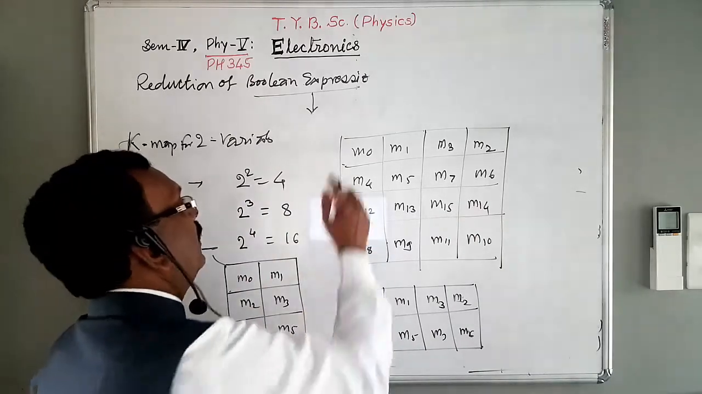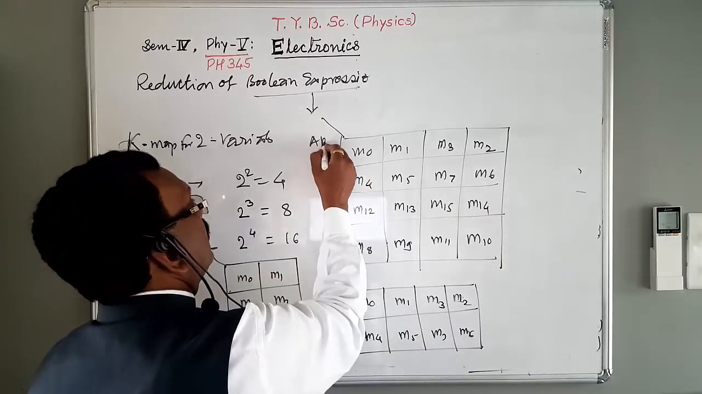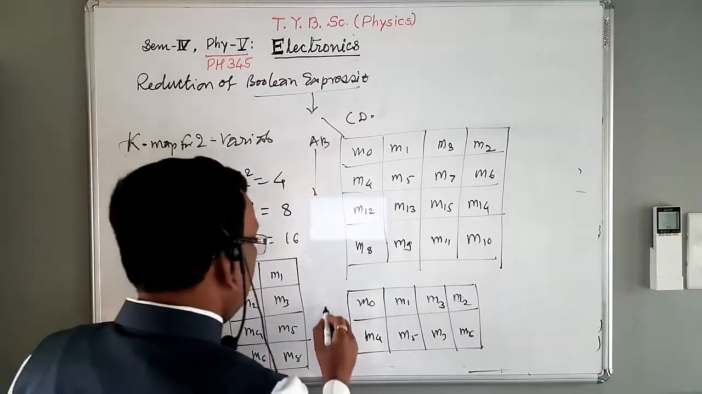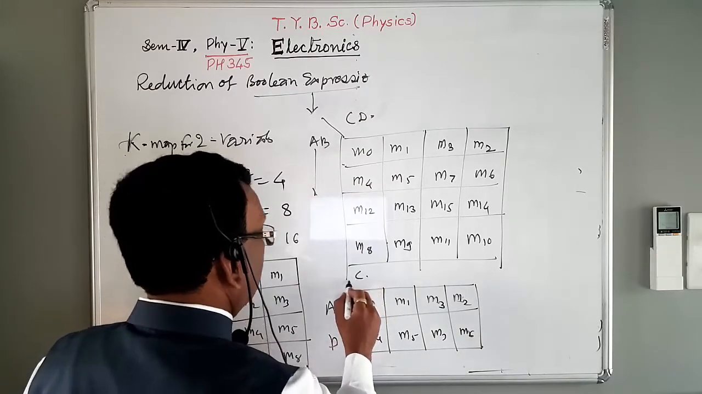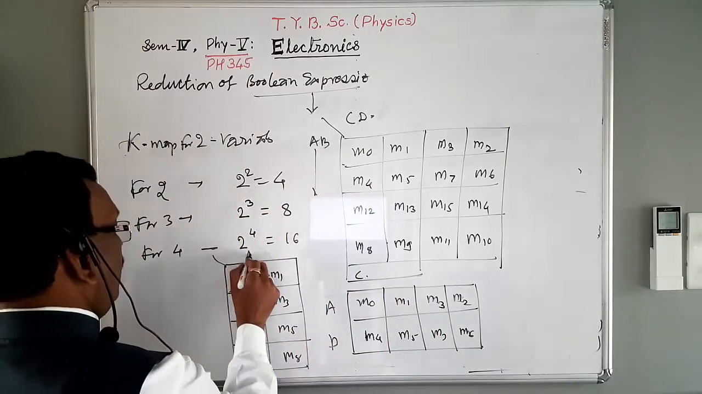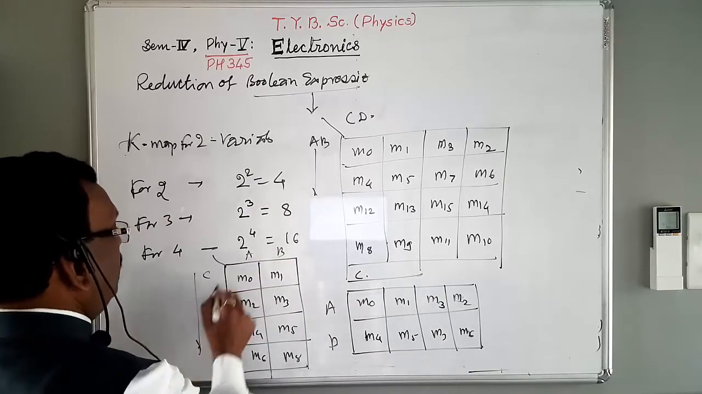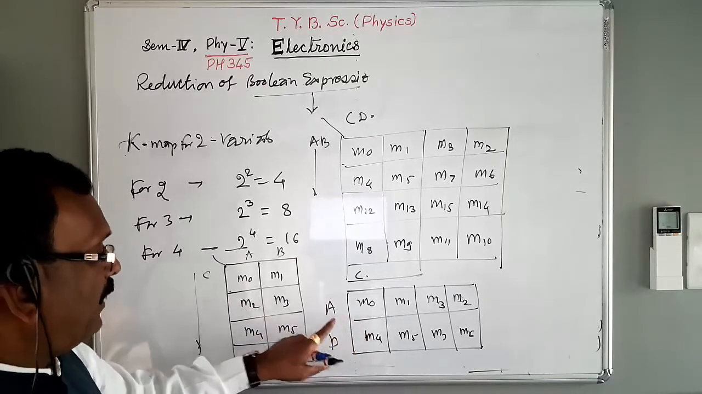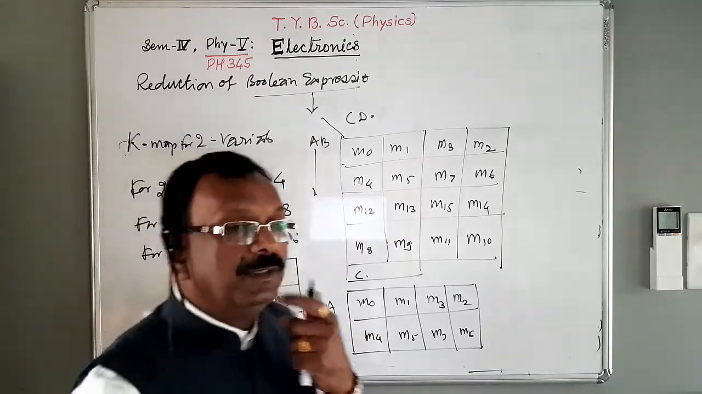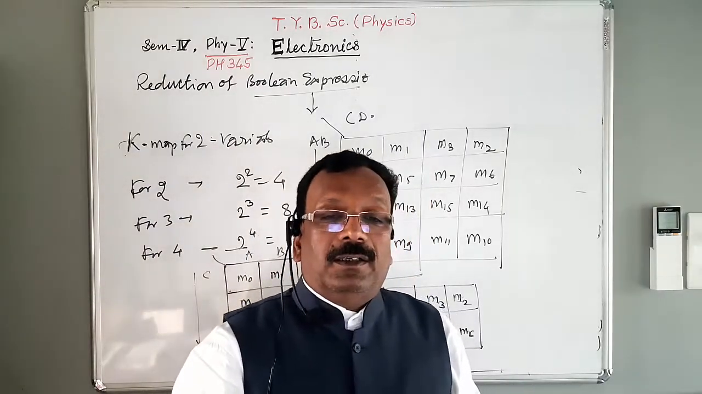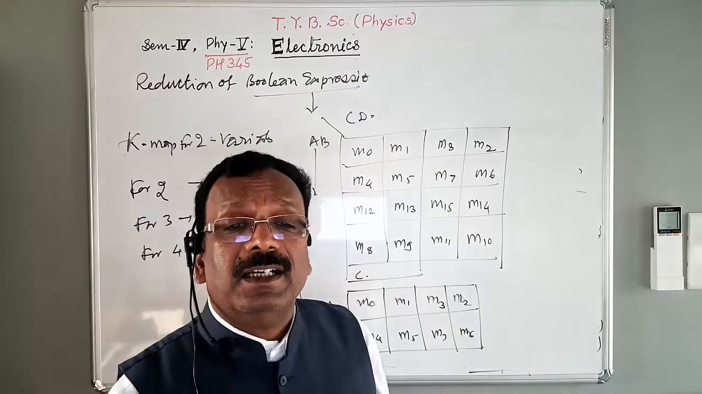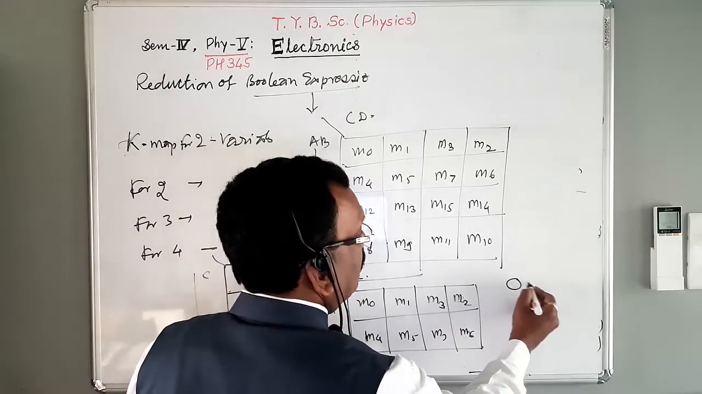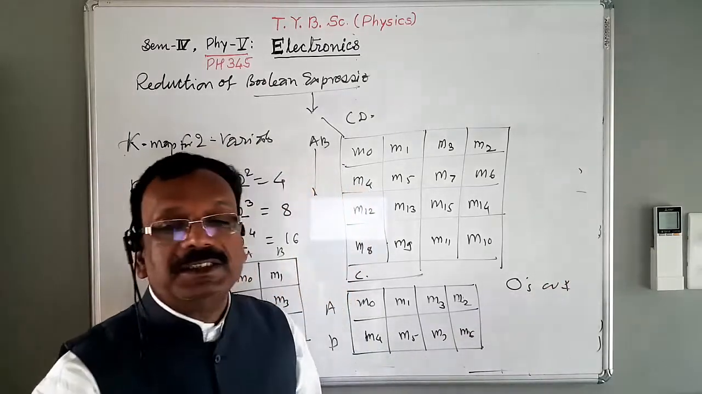This is the K-map for 4 variables, that is A, B and C, D. And this is A, B and C. This K-map is for 3 variables, and this one is for 4 variables. Now, every cell contains either 0 or 1.